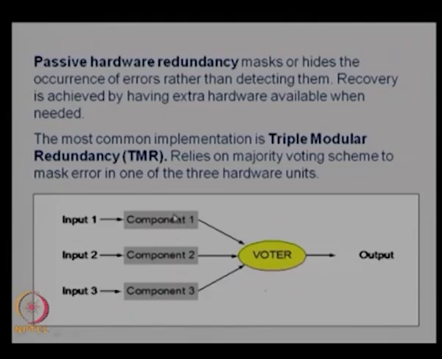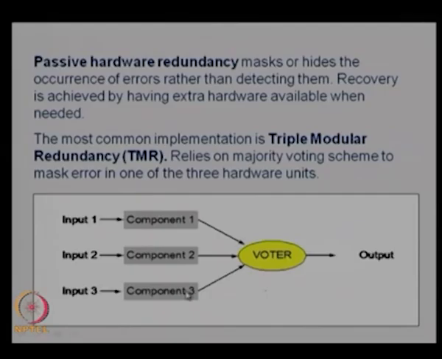So, all 3 will provide identical output in the normal situation, and all the outputs will go to a voter. The voter will take the votes from these 3 and decide whether all 3 are equal, or 2 are equal, or they are totally different. Based on this voting scheme, an output will be generated. If 1 is different from 2 and 3, then the output from 2 will be taken, or if 1 and 2 are identical, then the output from 1 or 2 will be given as output, and 3 will be disconnected.